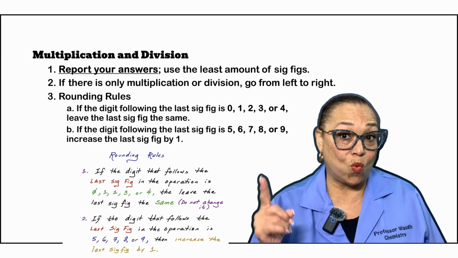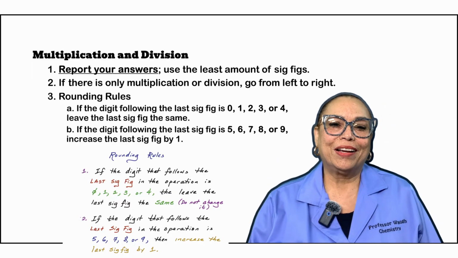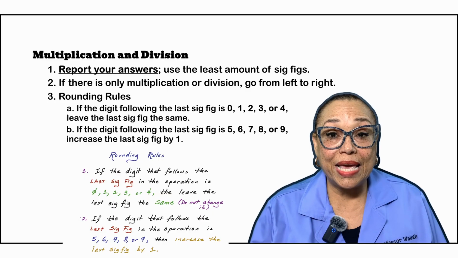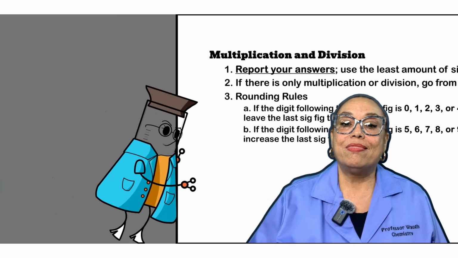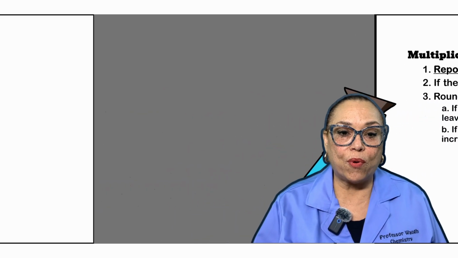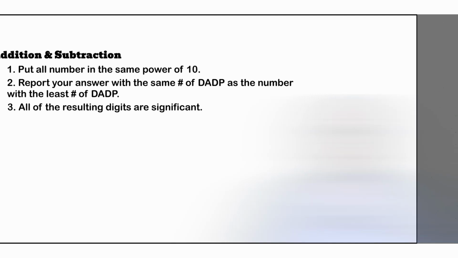sig fig by 1. Furthermore, if the equation only contains multiplication and division operations, then all you have to do is solve the problem going from left to right.